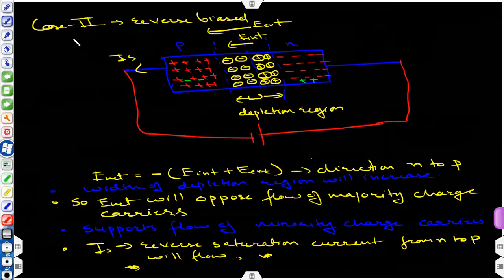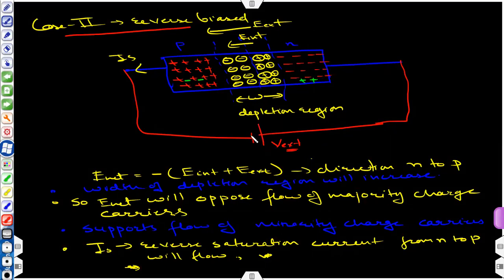Now case 2, reverse bias. I have taken one external voltage source, and the negative terminal is now connected to the p side, and the positive terminal is connected to the n side. Because of this V, we will have an additional electric field, which I call E external. So we now have two components of electric field: one because of the internal generation, and second because of the external voltage source.